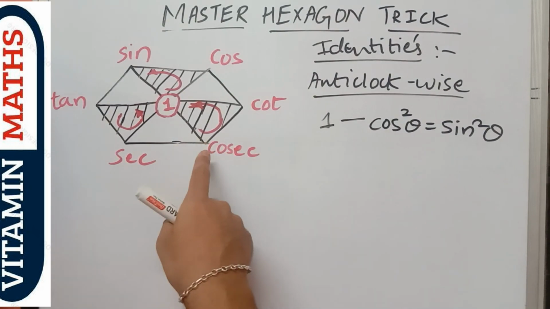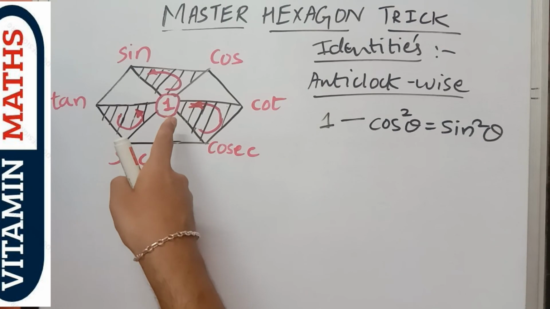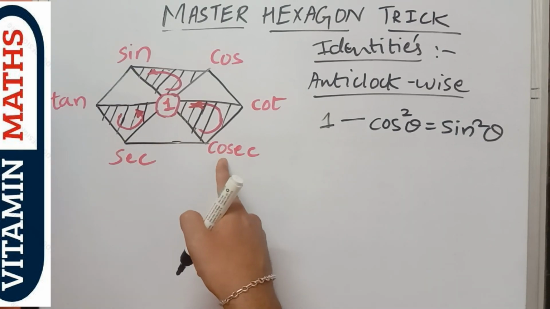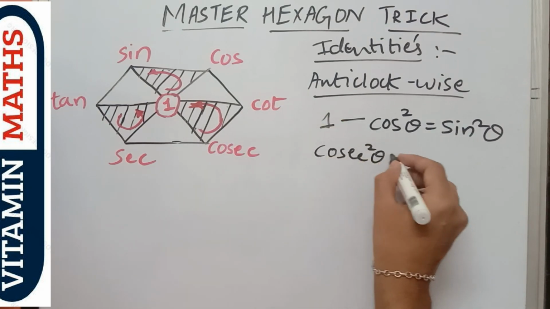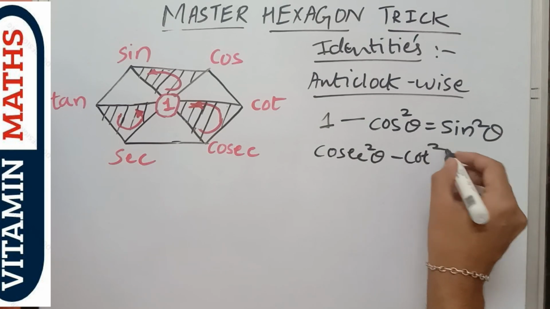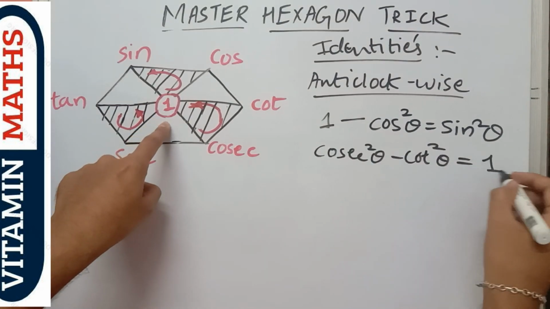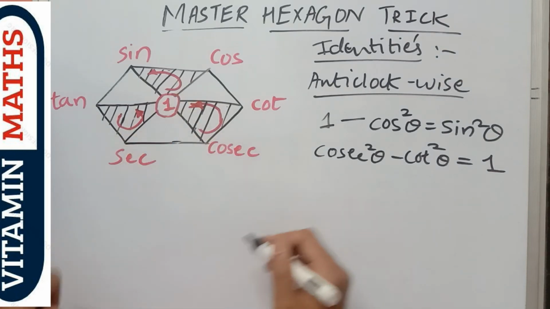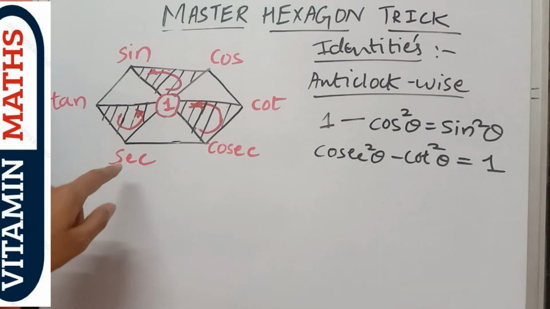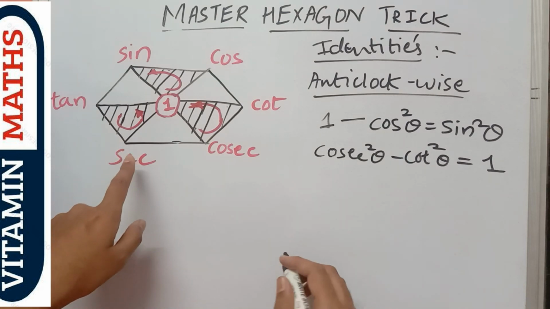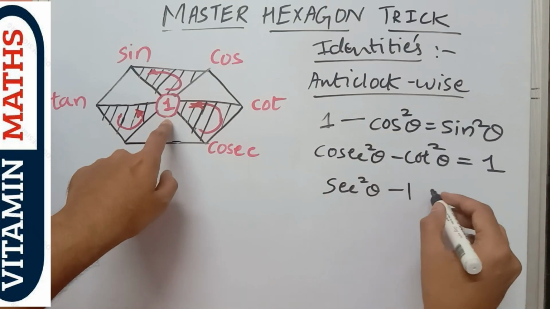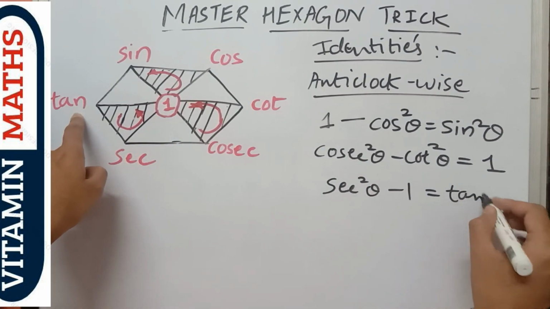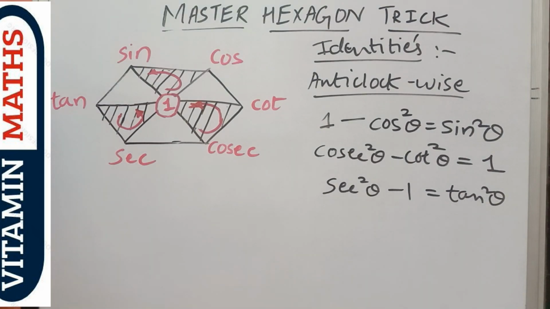Then next come here. So first one, which is your anti-clockwise, so cosec square theta minus cot square theta is equal to 1. Anti-clockwise 1 2 3 like this. Now here again similar way come with the anti-clockwise direction. Sec square theta minus 1 is equal to tan square theta. Okay, so sec square theta minus 1 is equal to tan square theta. I hope it is clear.